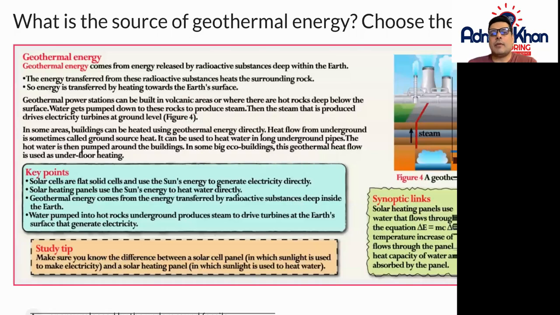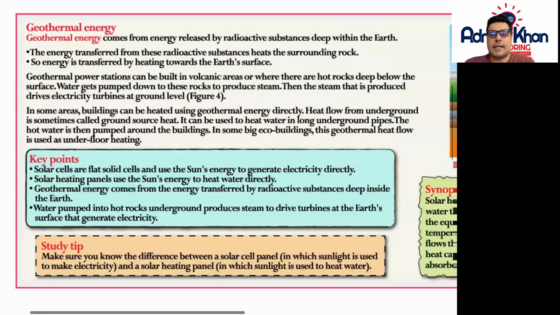In some areas, buildings can be heated using geothermal energy directly. Heat flow from underground is sometimes called ground source heat. It can be used to heat water in long underground pipes. The hot water is then pumped around buildings. In some big eco buildings, this geothermal heat flow is used as underfloor heating.